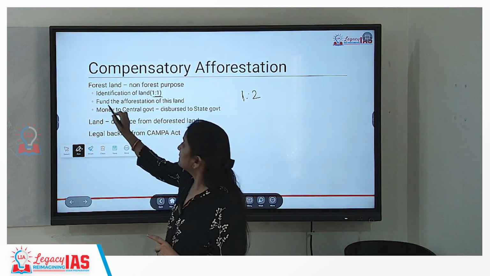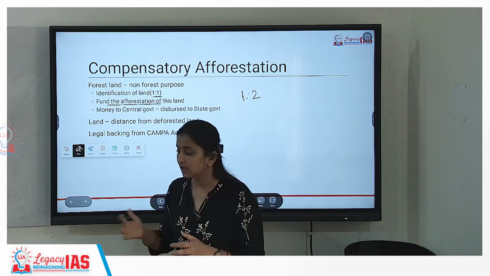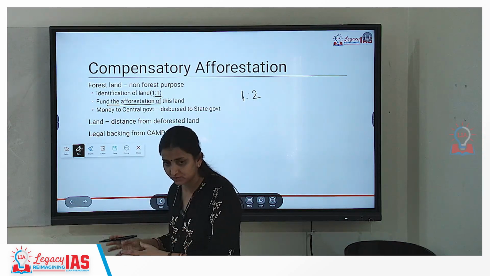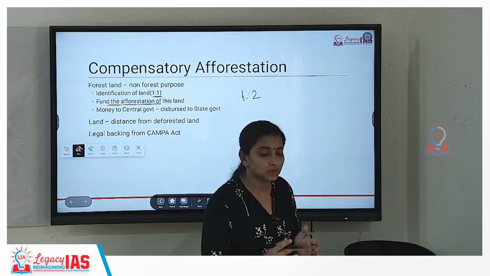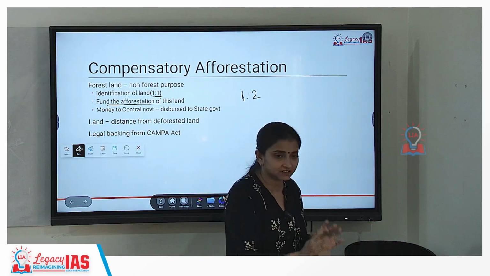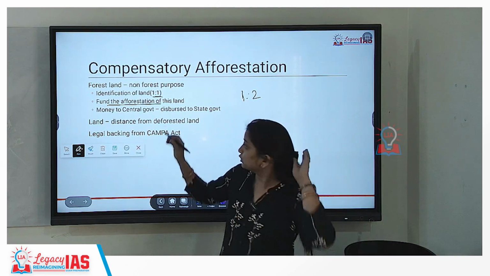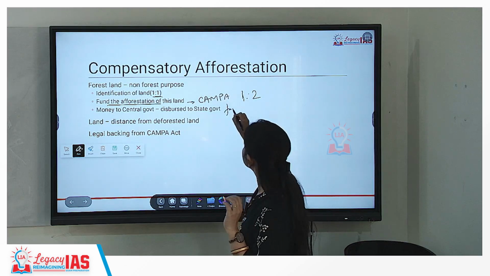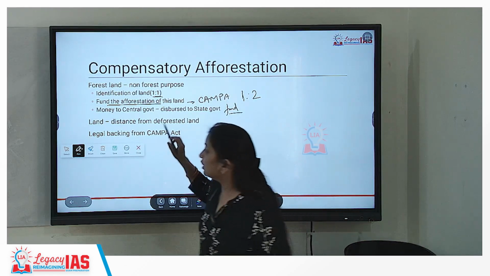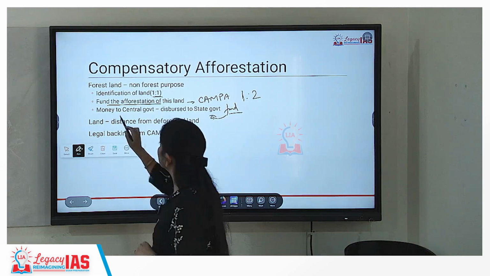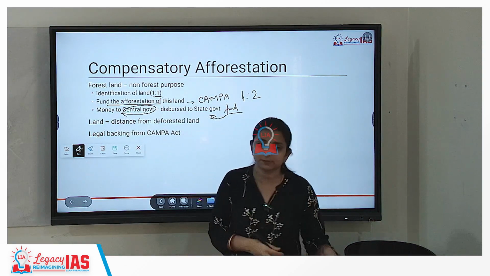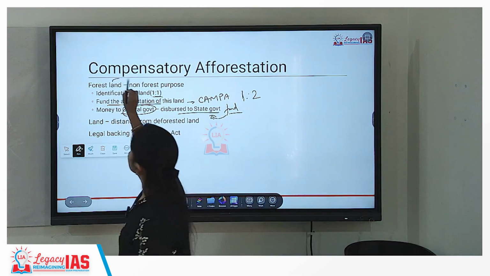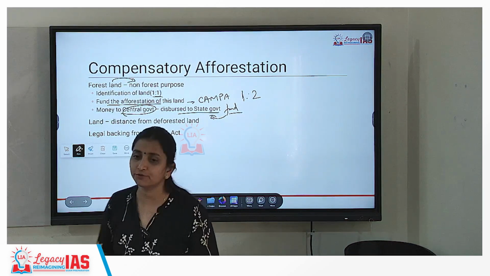That is one thing. Plus, you also need to give the funds. So, the monetary value of this forest, you need to calculate and hand over this amount to the state government or to the central government, to the CAMPA fund. You need to hand over this amount to the CAMPA fund. Okay? All of this CAMPA fund money will first go to the central government. The central government will later disperse it to the state government. All of it will take place only if you are diverting forest land for non-forest use.